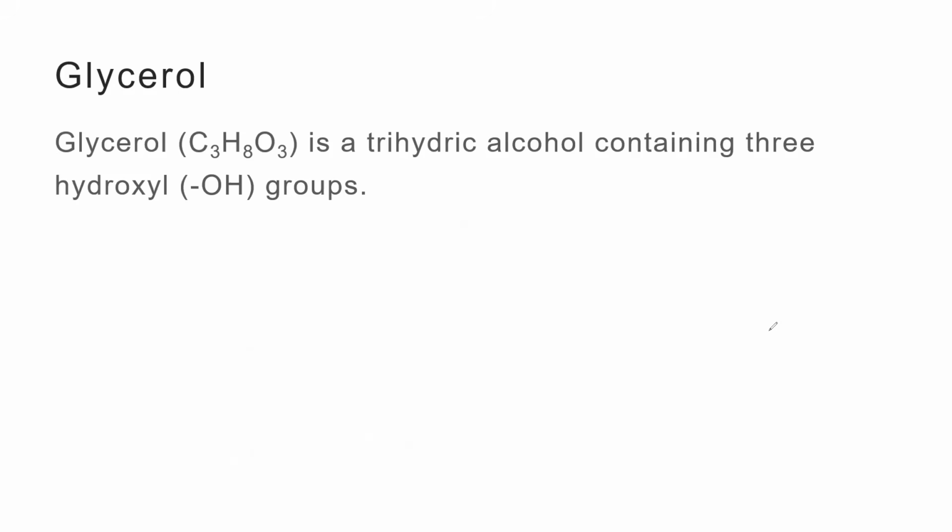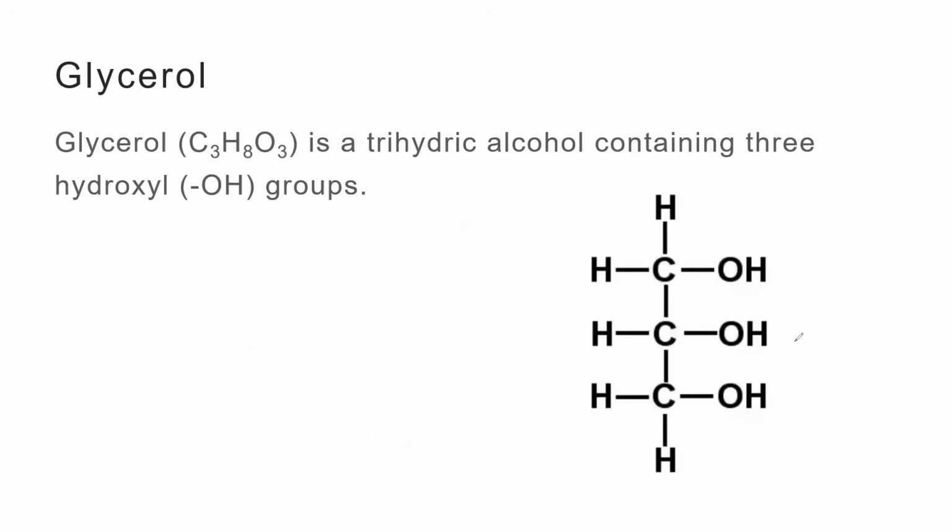So let's look at glycerol. Let's look at each of those items separately. Glycerol, C3H8O3, is a trihydric alcohol containing 3 hydroxyl groups. So let's have a closer look at glycerol. Now, this is what glycerol looks like structurally. All right? 3 carbon atoms, 3 OH groups, and in total, it has 8 hydrogen atoms. I hope this is clear to everyone.